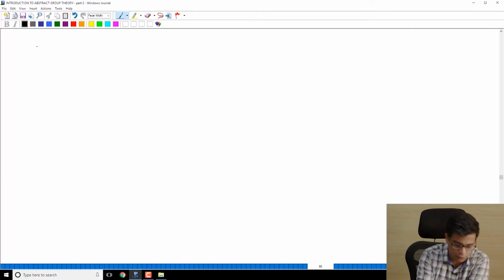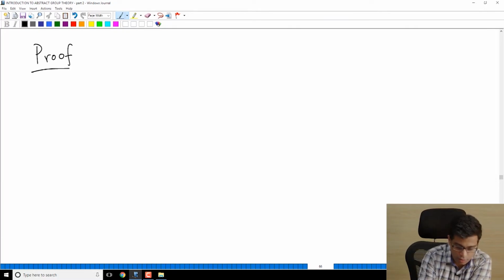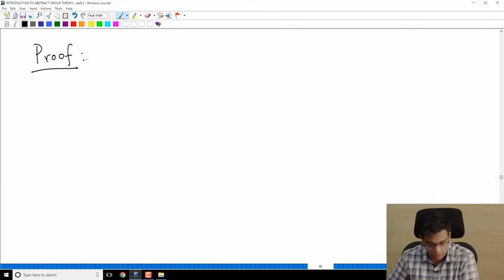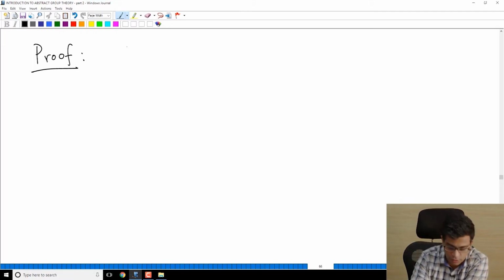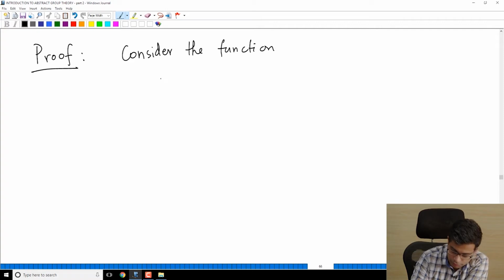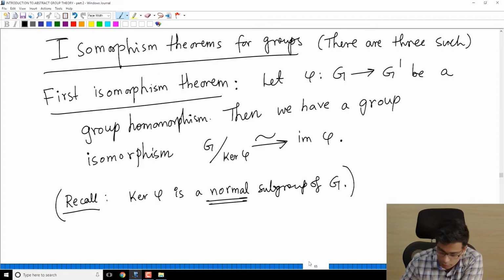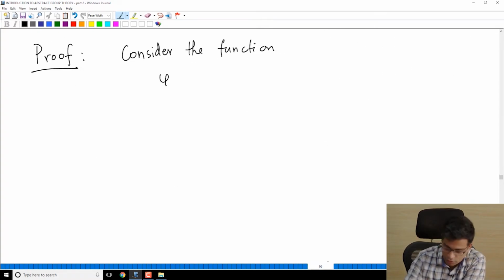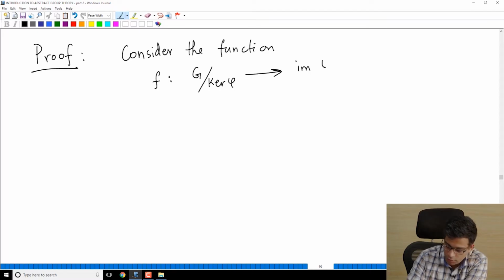Okay. So the proof of this theorem, let me give. It's very simple. It is essentially the problem that we have solved. In the problem we have constructed a bijection. Now we will simply show that that bijection is actually a group homomorphism. Consider the function. I think I called the group homomorphism phi, so let's call the function f. And the function is the same as in that problem.